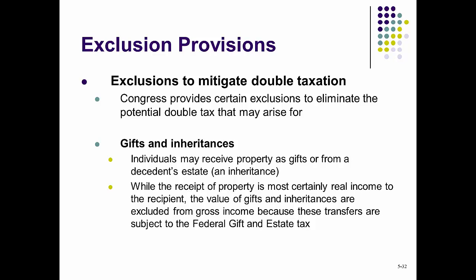Gifts, inheritance, and life insurance proceeds are the common items to be excluded. Gifts and inheritances. Number one, if the transferor is alive at the time of the transfer of property from him or her to the transferee, the property transfer is called a gift. Each taxpayer is entitled to give another individual $14,000 in 2014 without the recipient recognizing any income.